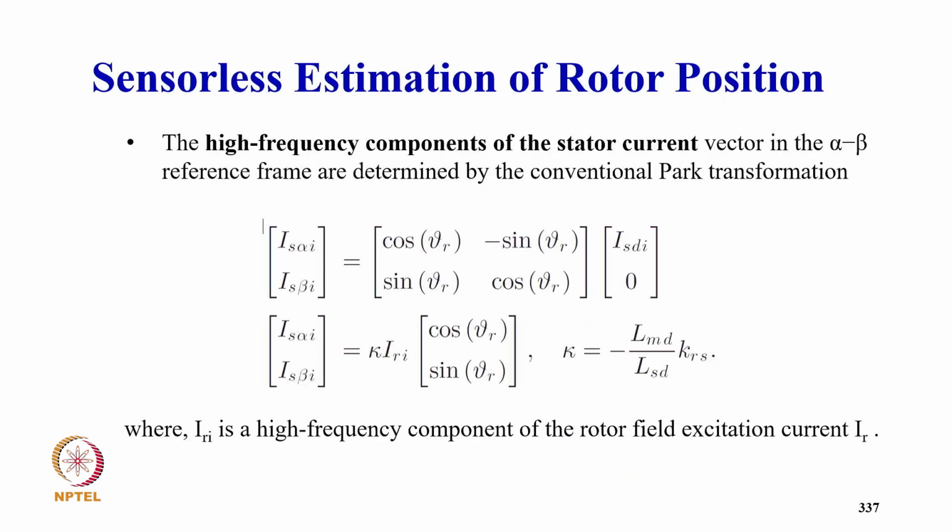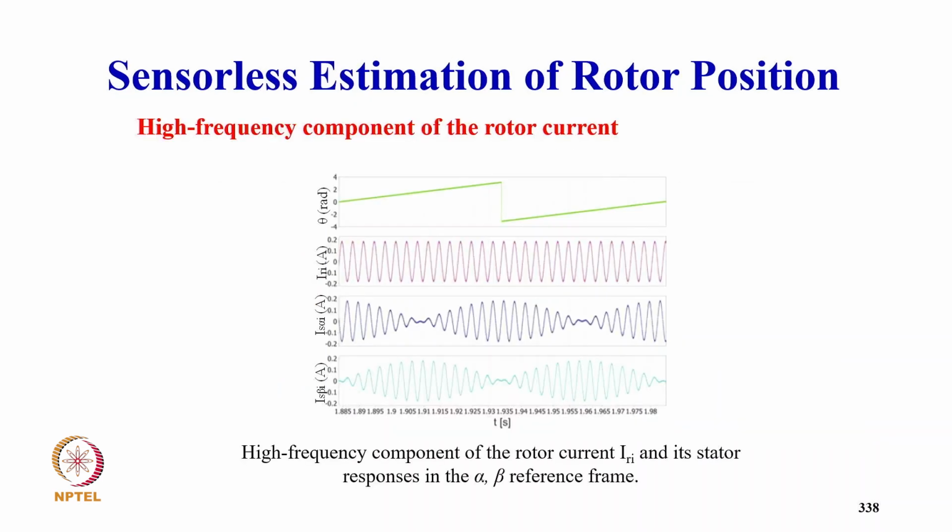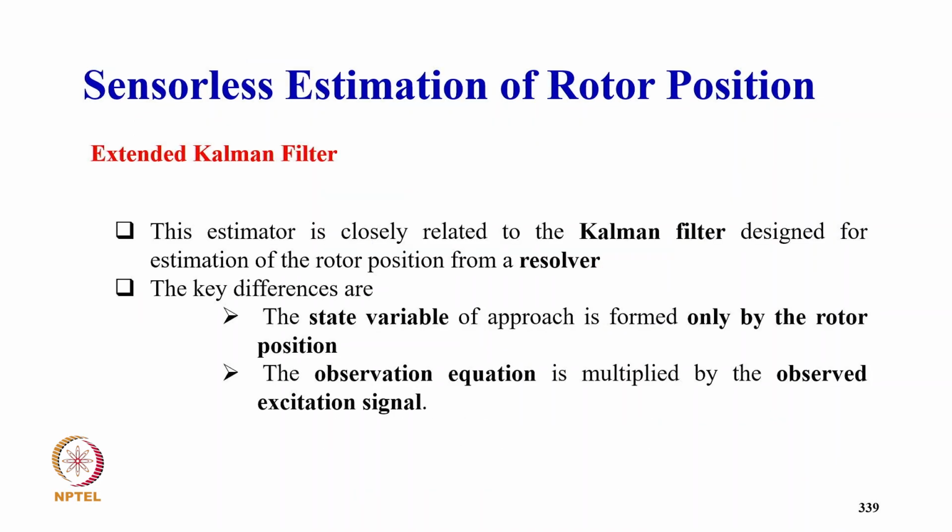The high frequency components of the stator current vector in the alpha beta reference frame are determined by the conventional Park transformation. So IS alpha i, IS beta i equal cos theta r, minus sin theta r, and sin theta r, cos theta r, into ISD i and 0. Similarly, IS alpha i, IS beta i equal to K into IRi in brackets cos theta r and sin theta r, where K equals minus omega r LMD upon LSD into RS, where IRi is the high frequency component of the rotor field excitation IR. This is typically the high frequency component of rotor current IRi and its response in the alpha beta reference frame. Now coming to the extended Kalman filter.